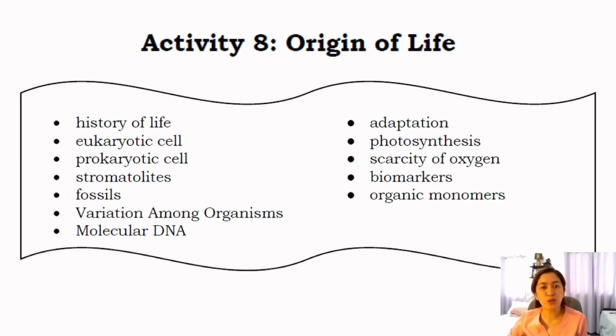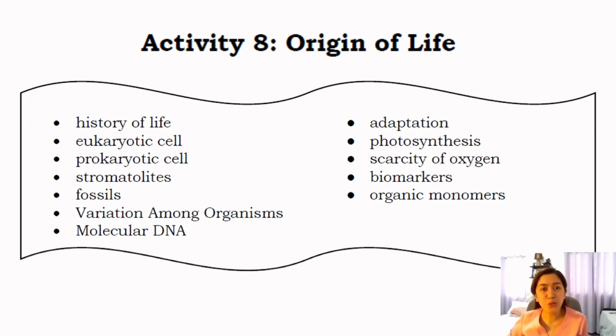Now we're on Activity 8, The Origin of Life. It is still found on page 10 of your module, and the direction is again very simple. You create a concept map that will discuss how life originated and evolved based on the emerging pieces of evidence using the concepts inside a box. Don't forget to still write your answers on your answer sheets.